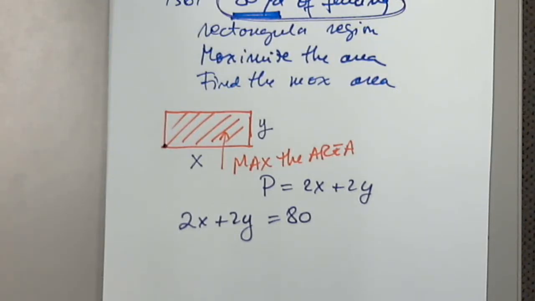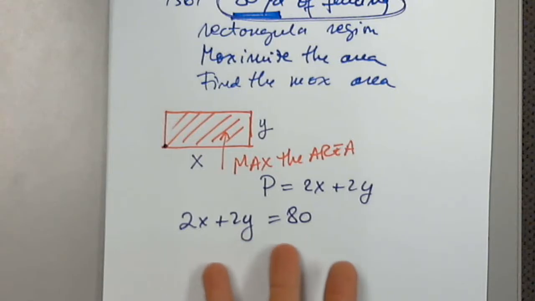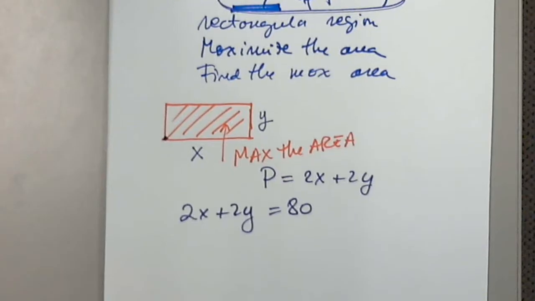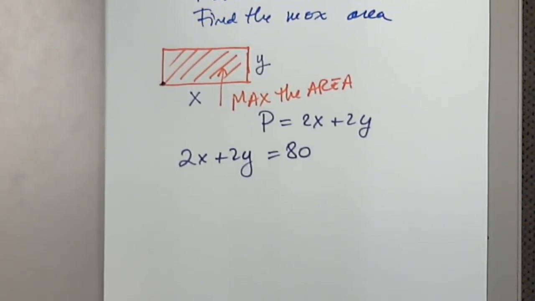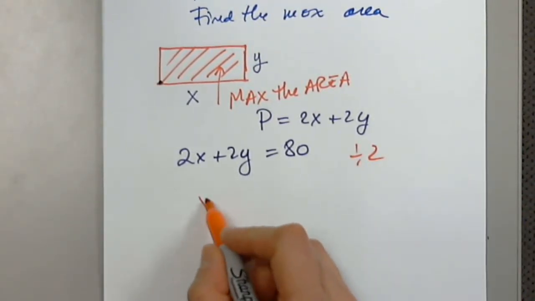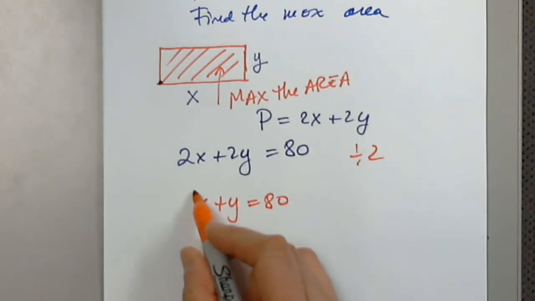Awesome. Now, of course, I'm looking at this equation and I know those three concepts: factor, simplify, clean it up. Is there anything I can do to make it easier? Divide both sides by 2. So I have x plus y equals 40. Good.